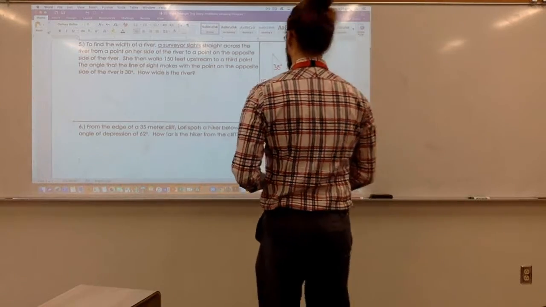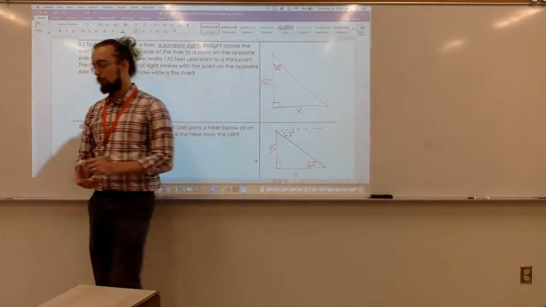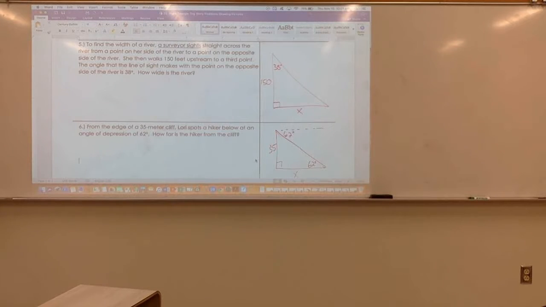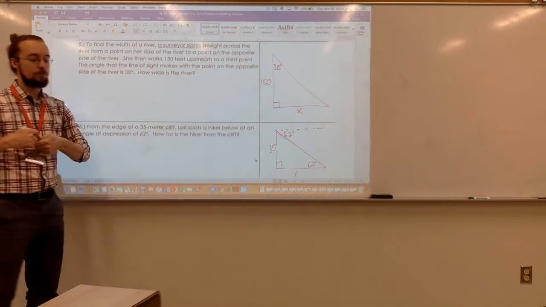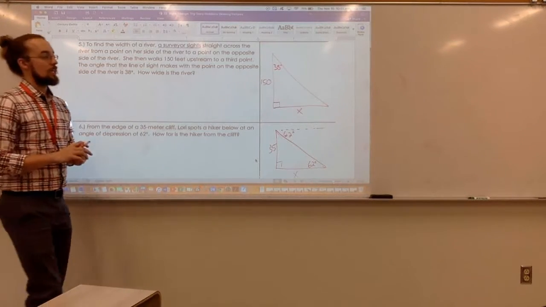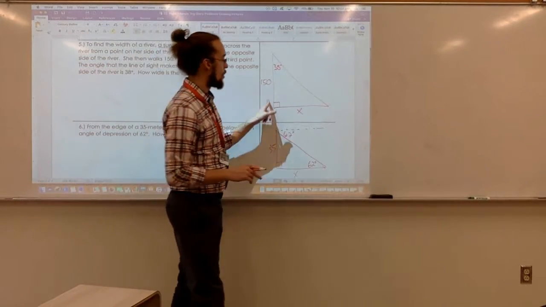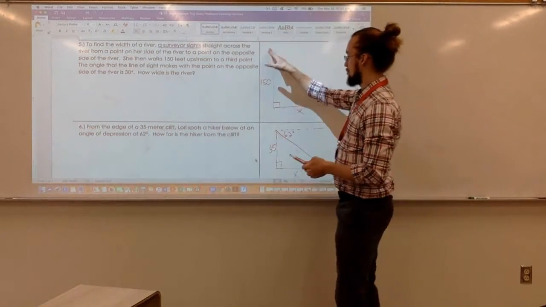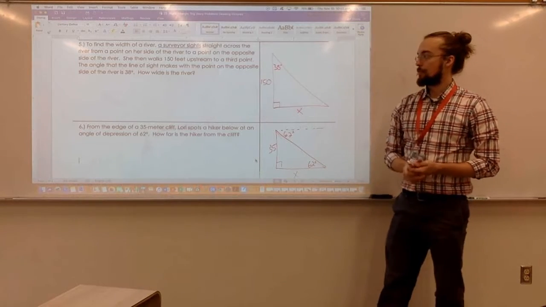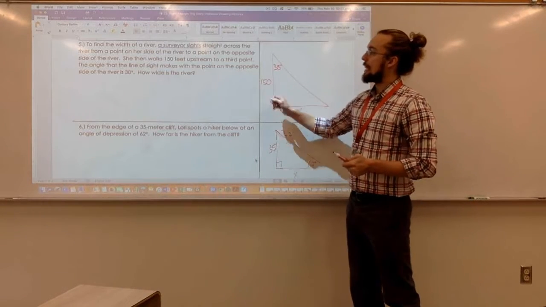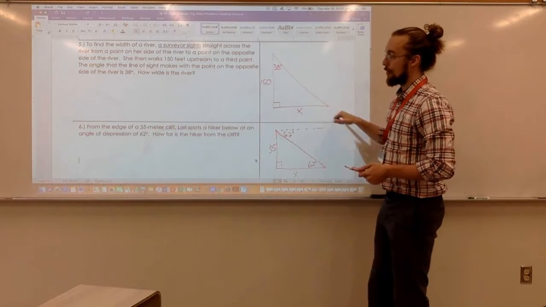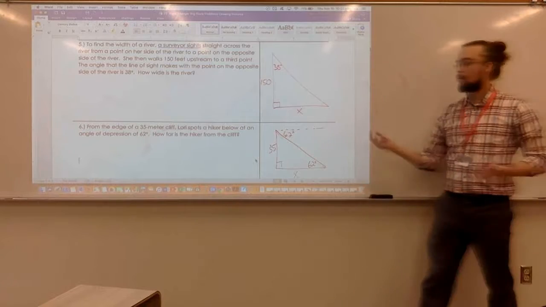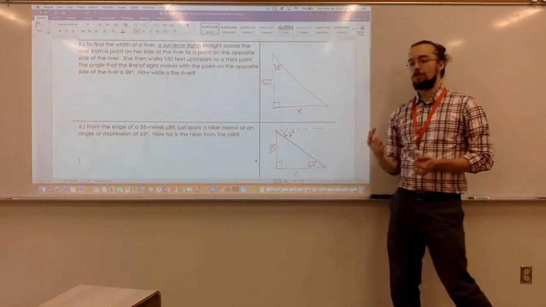Alright, let's take a few minutes to go over these, make sure that we have the right pictures. On number 5, a surveyor is trying to figure out the width of a river. She starts here and walks 150 feet upstream, so this side I can say is 150. She then looks back from this point down to here at a 38-degree angle. Our goal then is to figure out the width of the river.